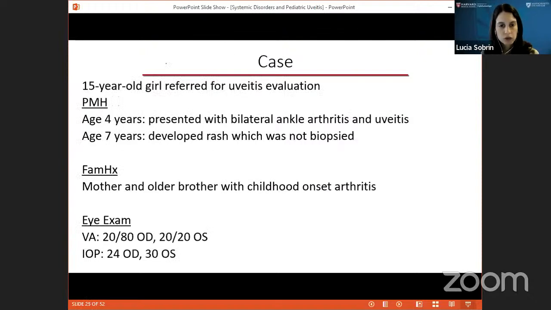The last genetic disorder is in a 15-year-old girl who was referred for a uveitis evaluation. At age 4, she had bilateral ankle arthritis and uveitis, and then developed a rash, which was mild and not biopsied. The family history is very important in that her mother and older brother both have childhood onset arthritis. She came to us with poor vision in her right eye and elevated pressures in both eyes.